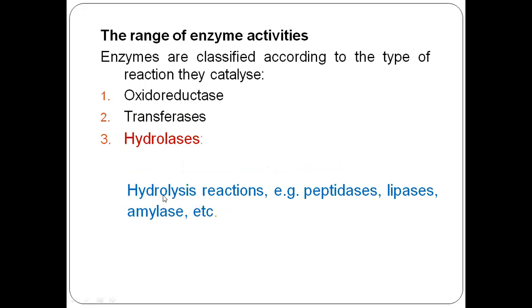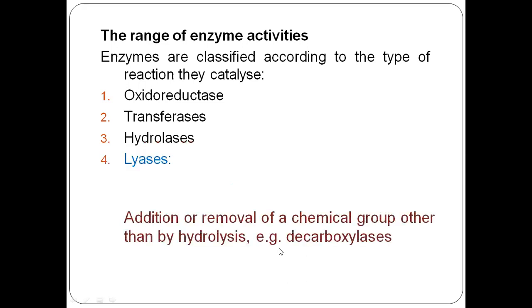Hydrolases, hydrolysis, breaking down in the presence of water by adding water. Peptidases, breaking down of the peptide bond by addition of one hydrogen and OH. Lipases, breaking down of the lipid bond, the ester bond. Amylases, breaking down of the bond that is present between the carbohydrates. What is that? Glycosidic linkage. By breaking down the glycosidic linkage, adding hydrogen to one member and OH to the other member. These are hydrolases, hydrolysis reactions which are taking place.